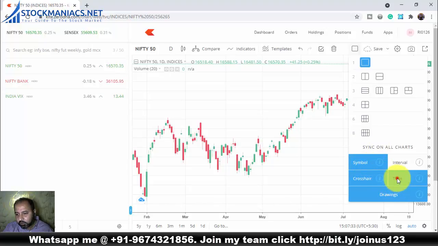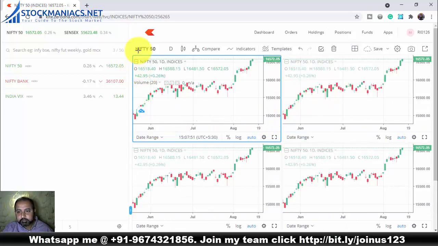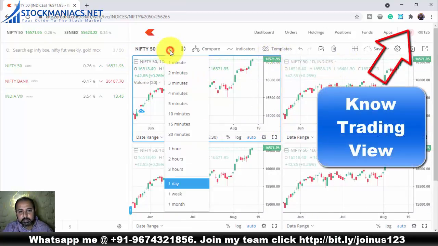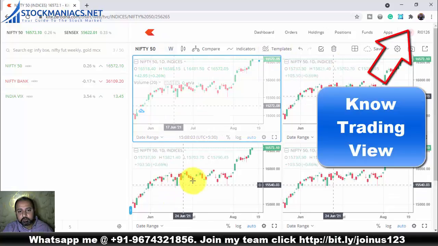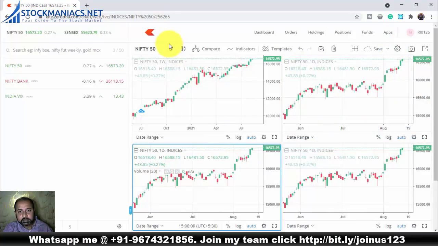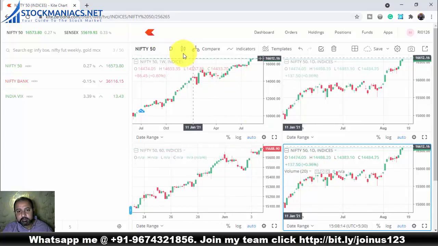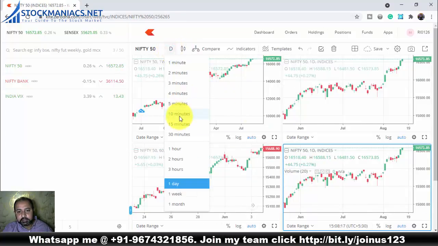I'll sync the time on all the charts, but I'll not sync the interval, because I need everything same on the charts, but I'll not use the same interval on all the charts. So now I'll click on the 4 charts. You can see 4 charts have opened. Suppose the first time frame, let us make 1 week. So 1 week I have made. The second is 1 day, the third, let us make it hourly, and the fourth, let us make it say 15 minutes.